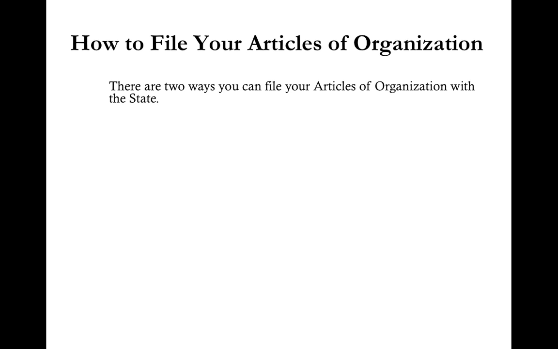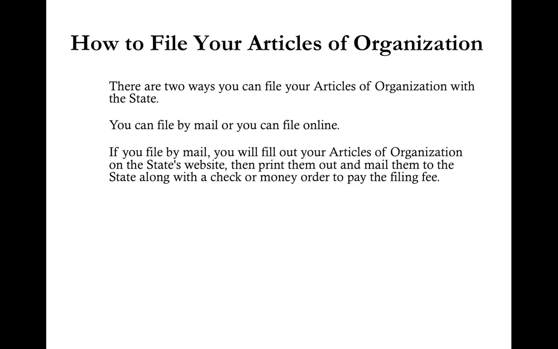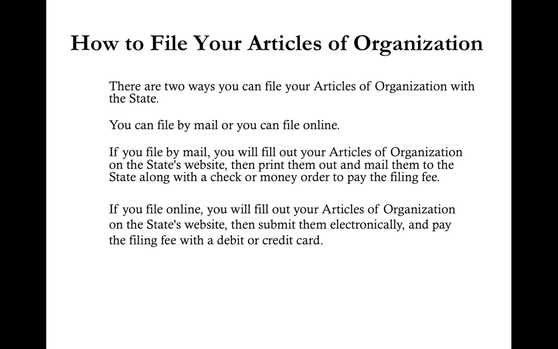There are two ways that you can file your Articles of Organization with the state. You can file by mail, or you can file online. If you file by mail, you will fill out your Articles of Organization on the state's website, and then print them out and mail them to the state along with a check or money order to pay the filing fee. If you file online, you'll fill out your Articles of Organization on the state's website and then submit them electronically and pay the filing fee with a debit or credit card.